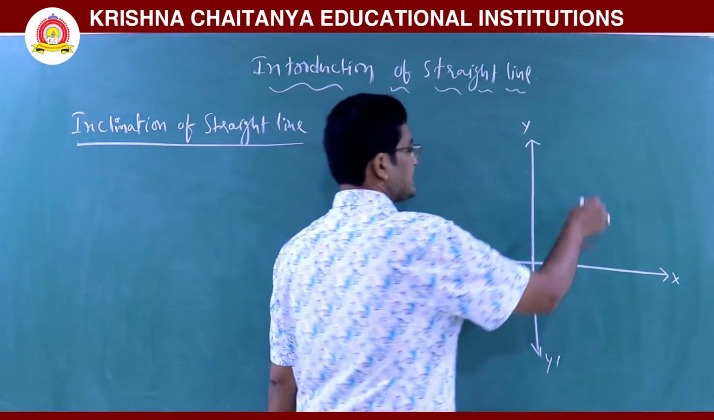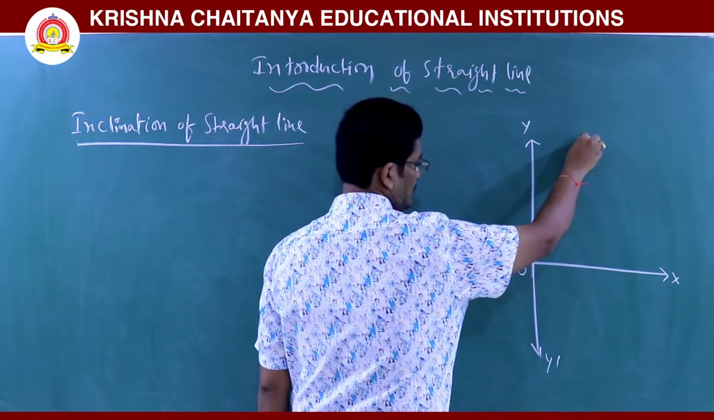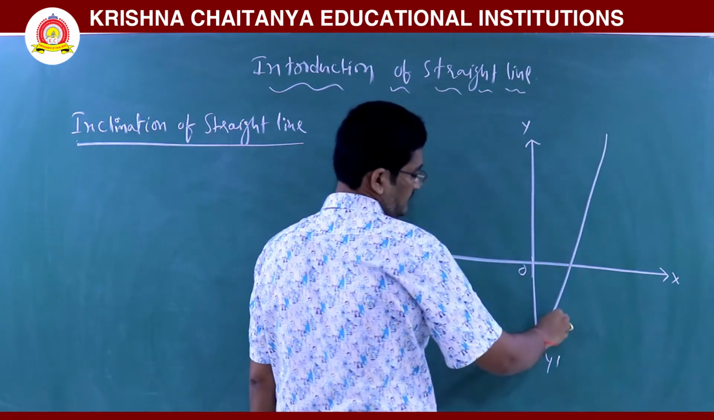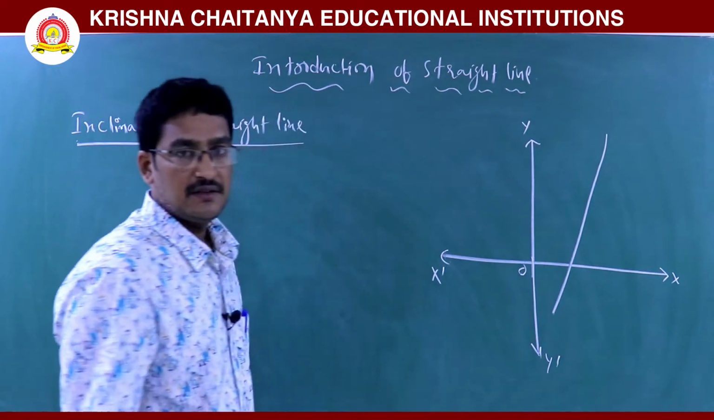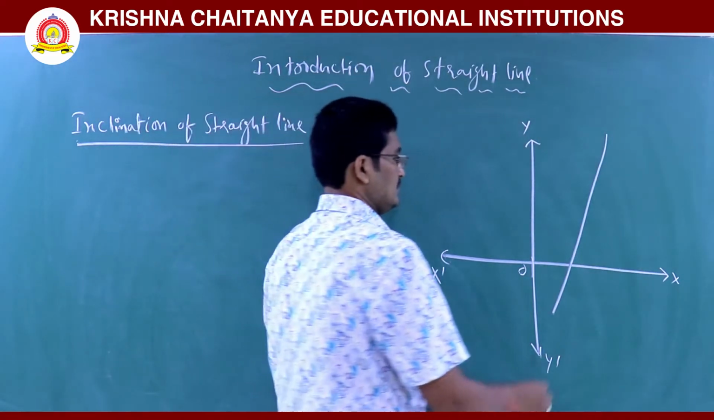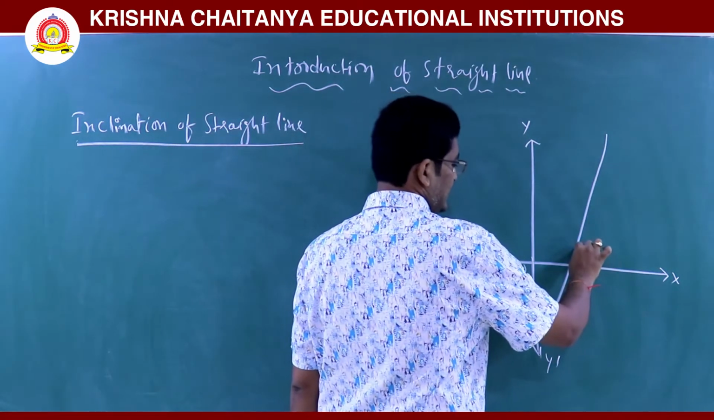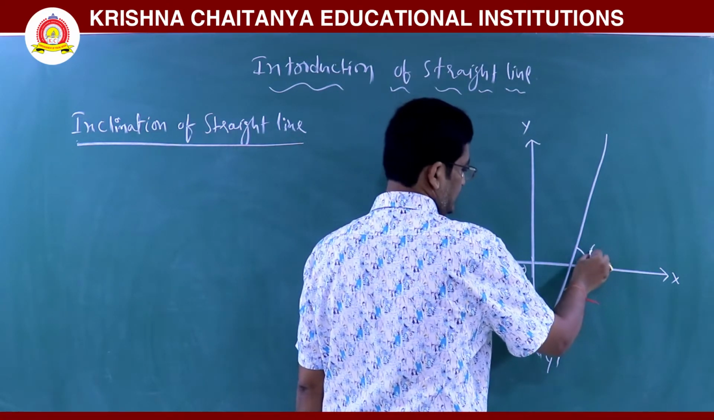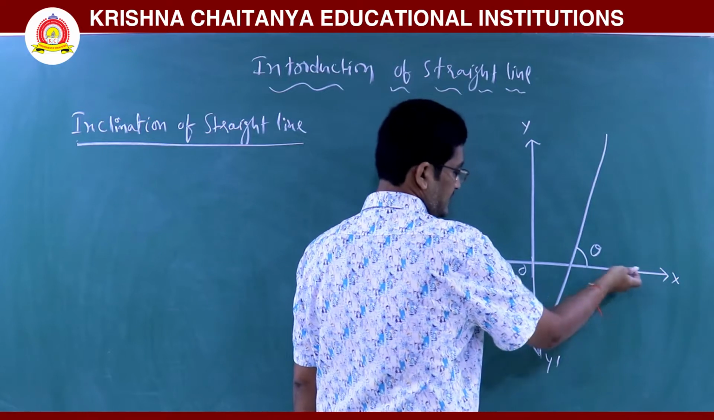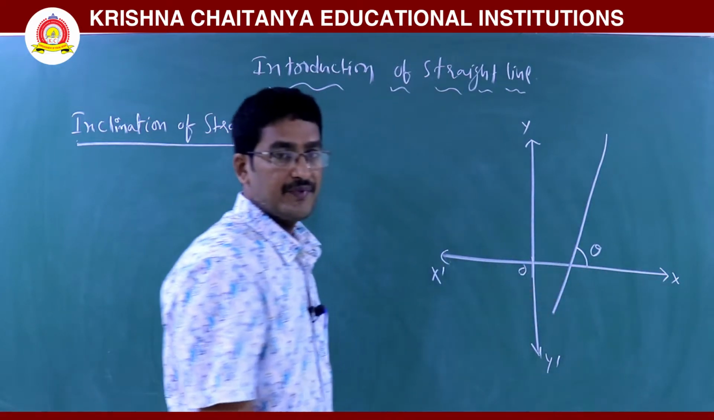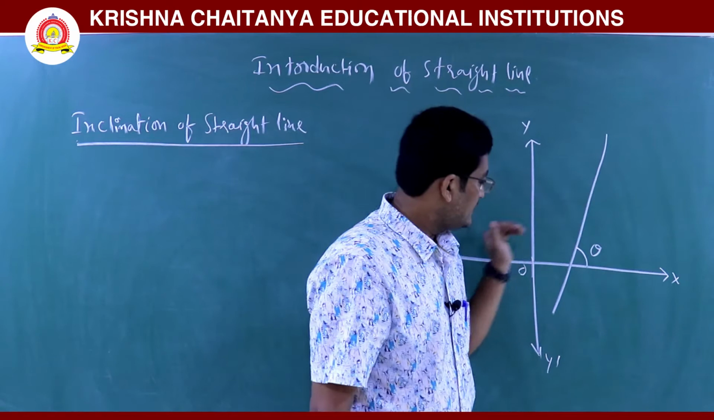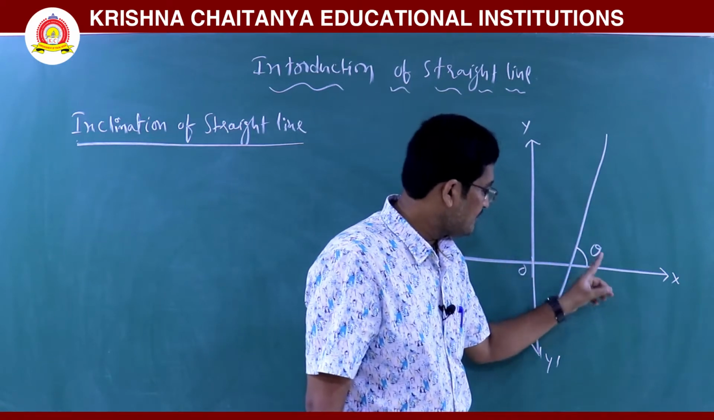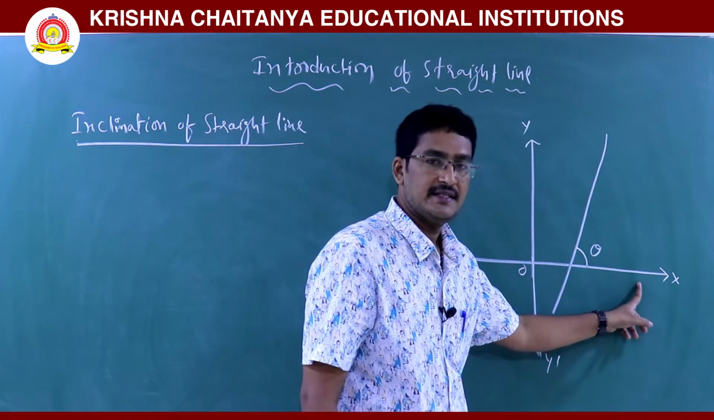Suppose a transversal like this one in the coordinate system. Suppose just like this one. It is one line in this coordinate system. This line makes an angle theta with the positive direction of x-axis. This is the transversal line.